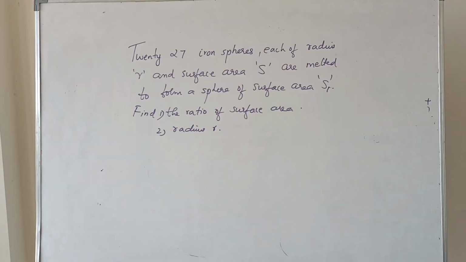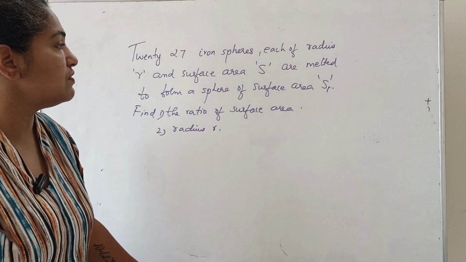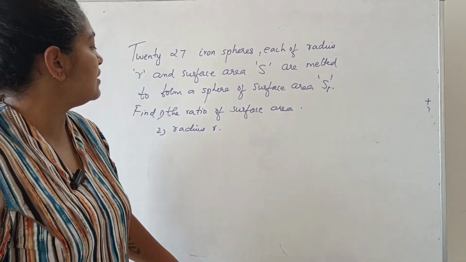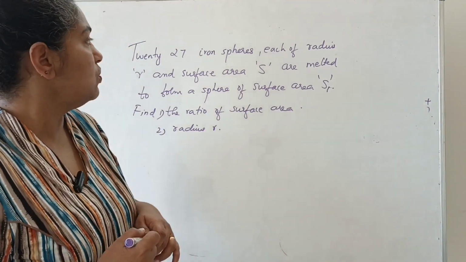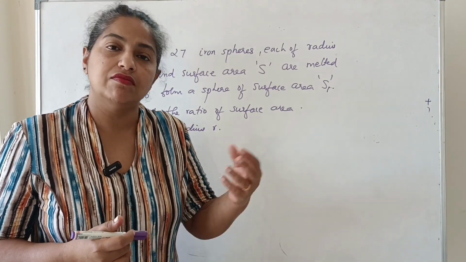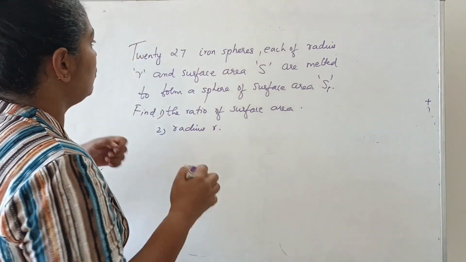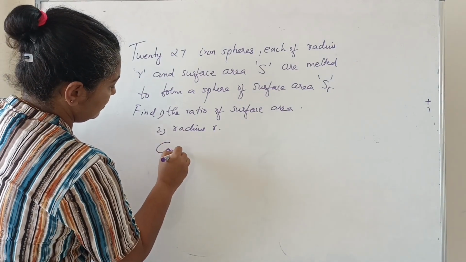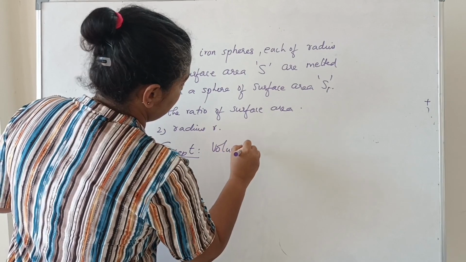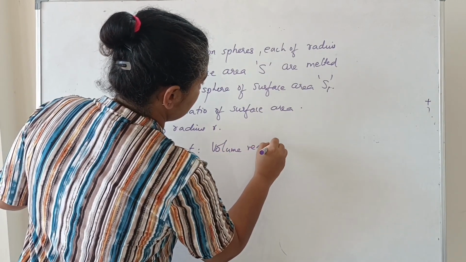27 iron spheres, each of radius r and surface area s, are melted to form a sphere of surface area S1. Find the ratio of the surface areas and the radius R. So what is the concept? The concept is that the volume will remain the same irrespective of the shape. So the concept is volume remains same.